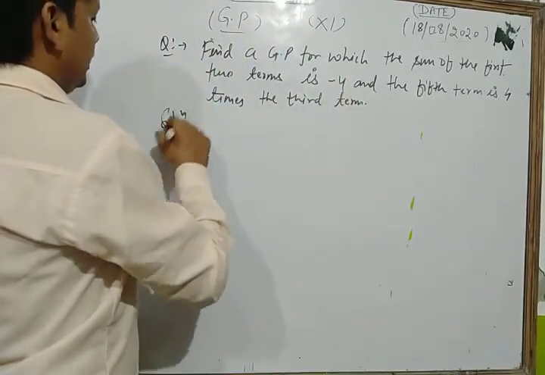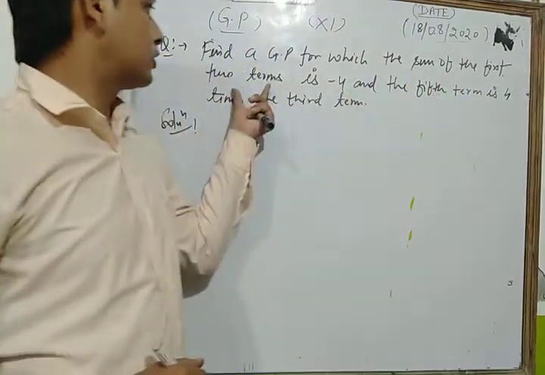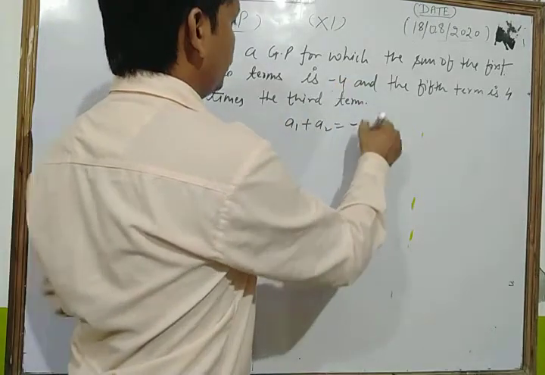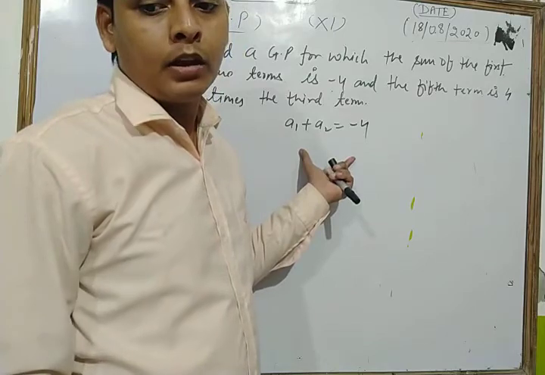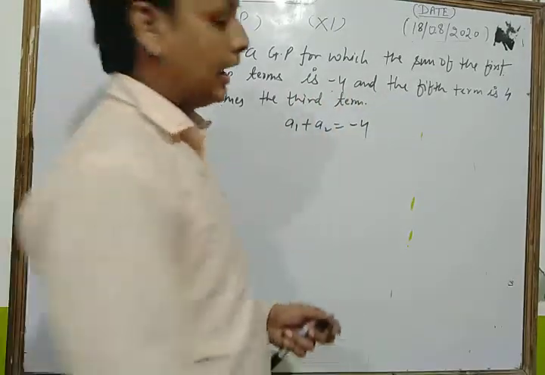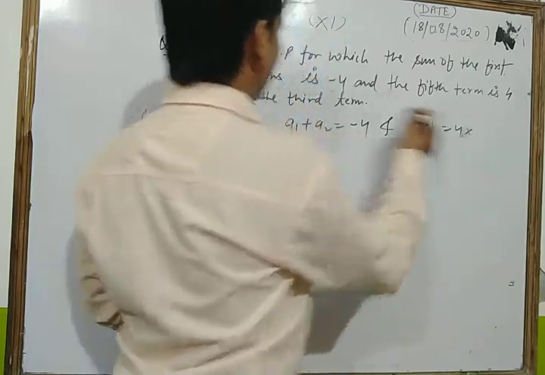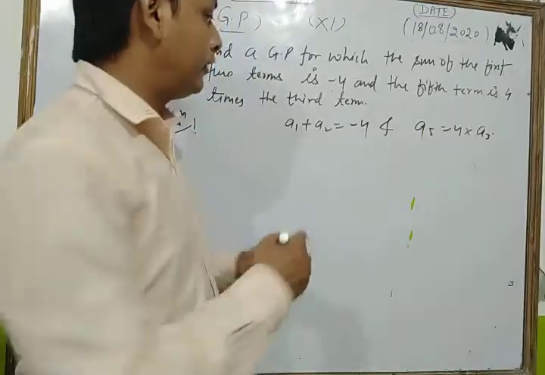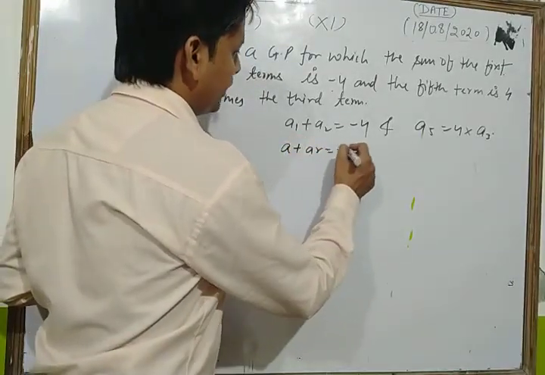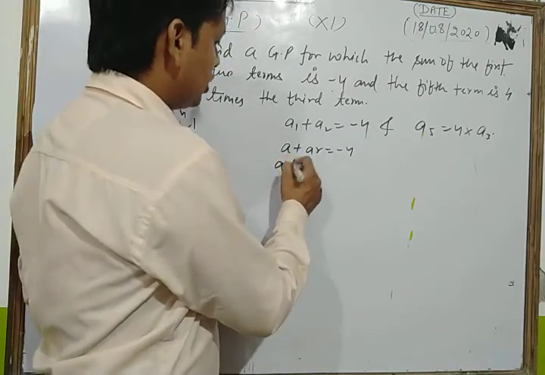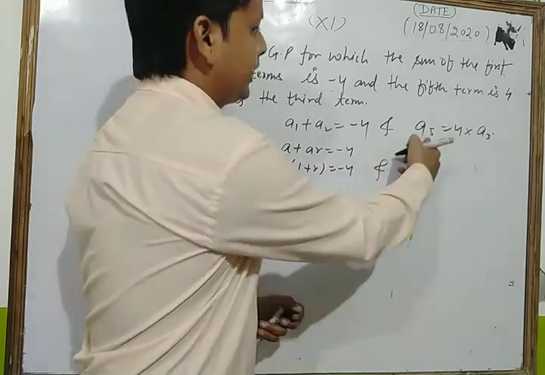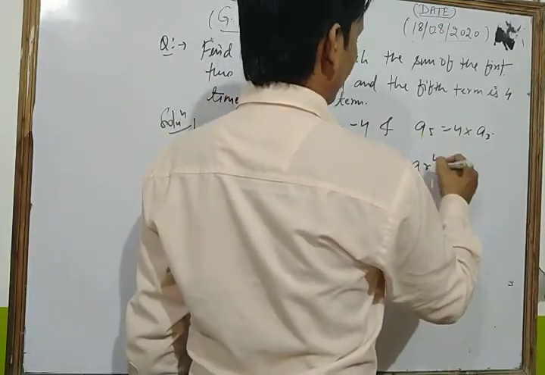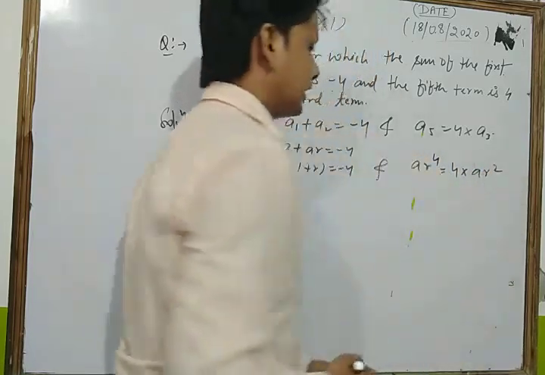Now let's solve it. Here the sum of the first two terms means A1 + A2 = -4, and you know that the value of A1 is a. The fifth term is 4 times the third term, A3. This is our condition. The first term is a, the second term is ar, so a + ar = -4. We take a common, so we get a(1 + r) = -4. Here A5 is ar^4 = 4 ar^2. This is the second condition.